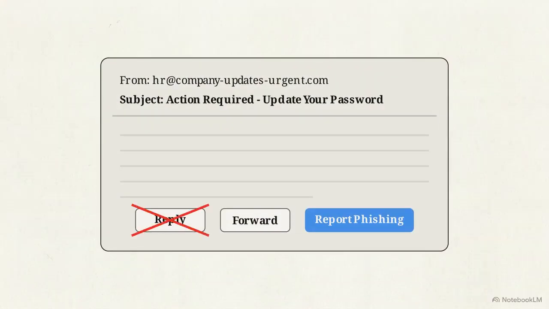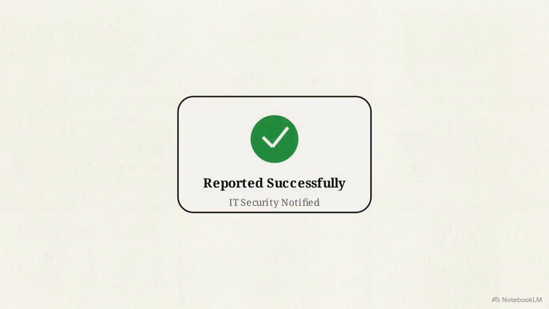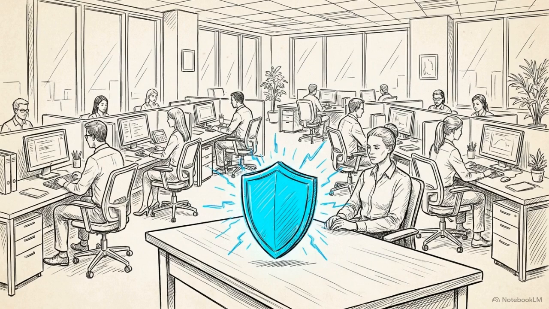Step 3 is to report. Do not reply to the sender and do not forward the message to colleagues. Instead, use your email client's official reporting tool to flag the message directly to the IT security team. Building strong email security comes down to making this framework a daily habit.